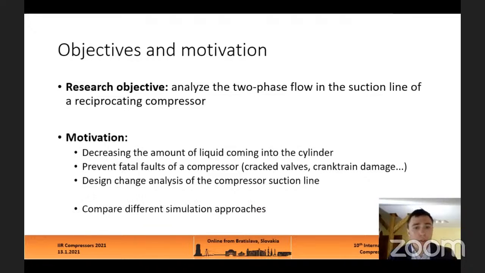Moreover, this topic is also interesting from the simulation point of view, because in the available literature, there is not that much information about this topic. There is only one paper published 2 years ago at an IIR Conference, where the researchers were performing a similar simulation, but they were focused mostly on the inner structure of the suction muffler.